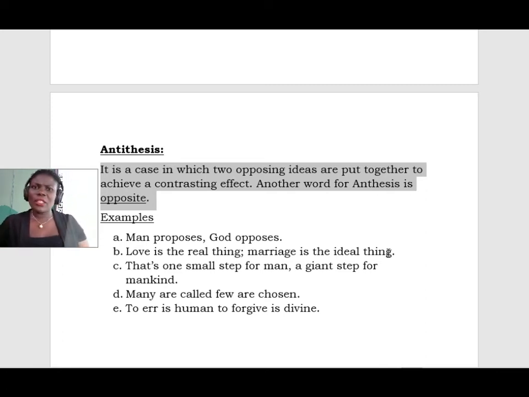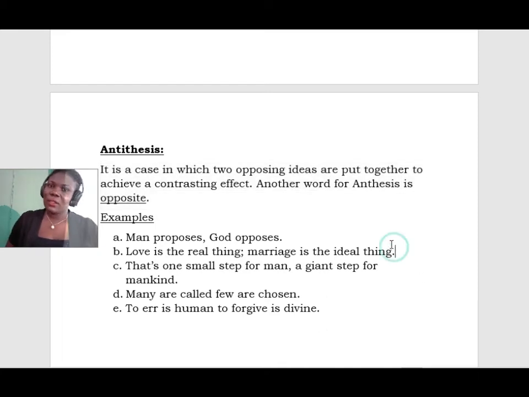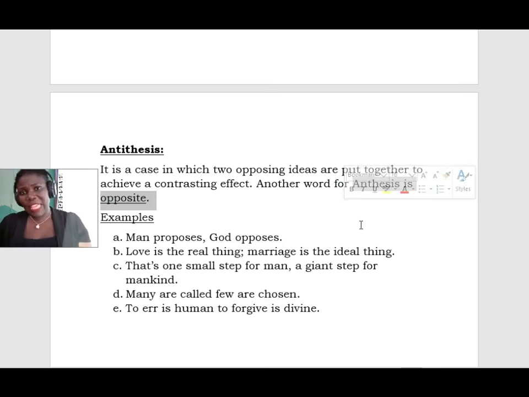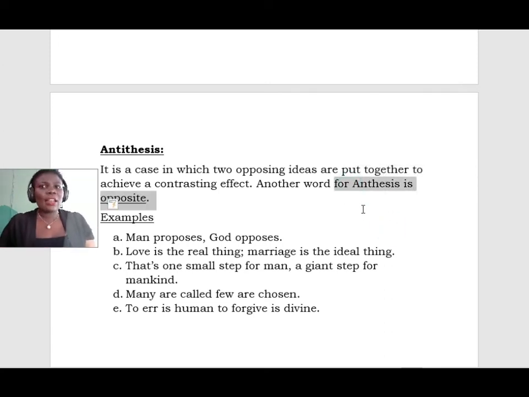You're bringing something different here, another thing that has a different meaning, and then you're bringing them together to achieve a contrasting or a confusing or a conflicting effect. That's what it means. Now, another word for antithesis is opposite. One word or one phrase is one thing, the other phrase beside it is the opposite. They cannot always give you what you want, but when you pay attention, there is always meaning beneath it. One thing you need to understand in every figure of speech is that there is always an underlying meaning beneath every statement. When you pay attention, you'll be able to understand the message that is hidden in it.